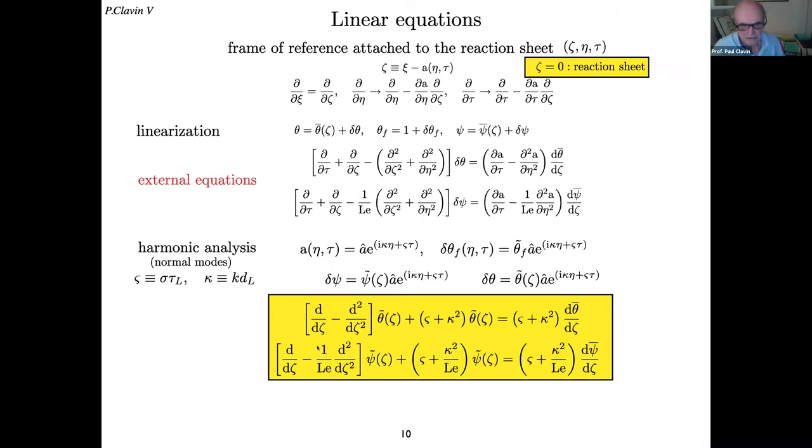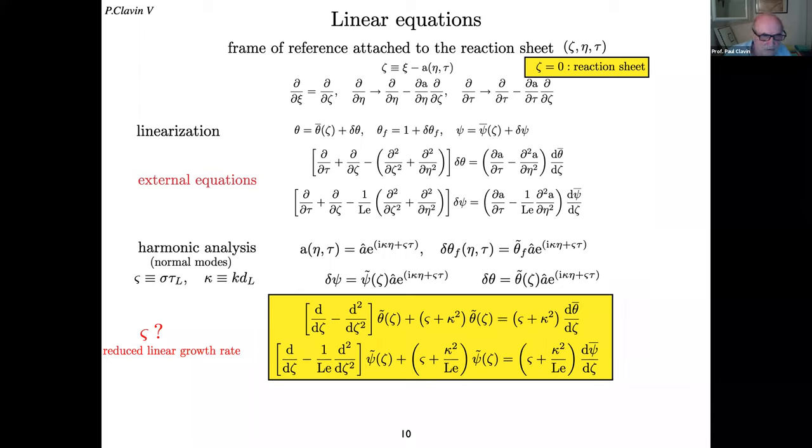So here are the equations that we have to solve. These equations are now relatively simple, but the calculation is tedious. It's not very complicated, except for the asymptotic analysis, which is rather subtle to understand. The calculation is straightforward, but it's tedious to follow.